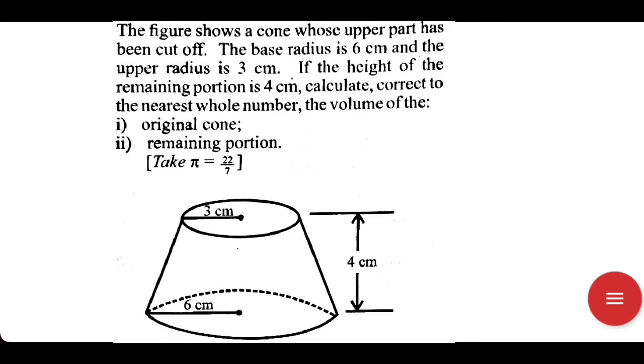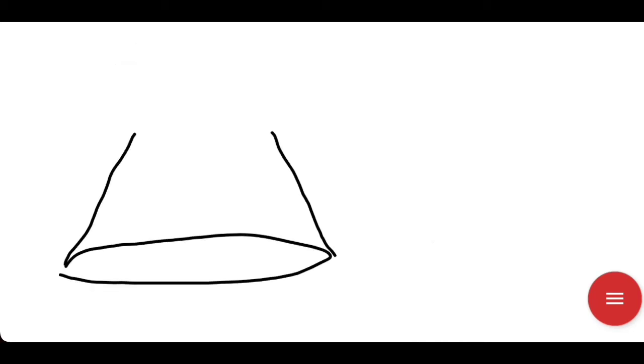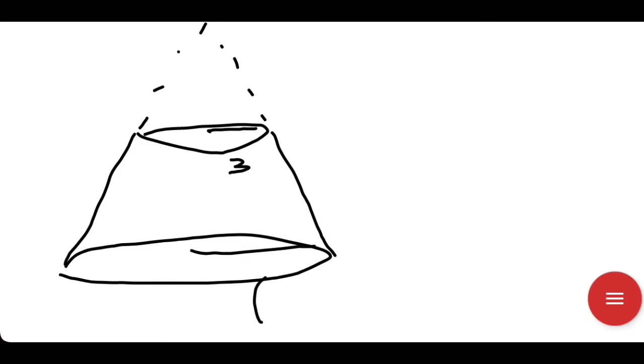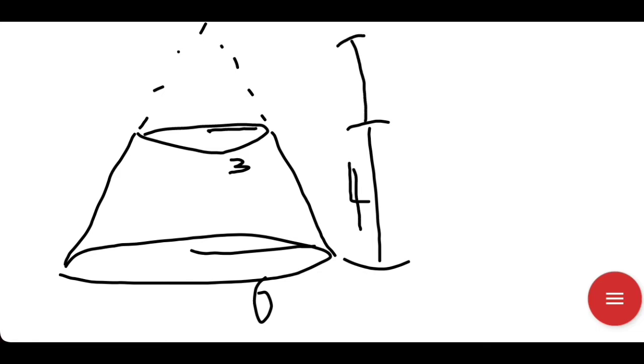So our pi is 22 over 7. So what we need to do is to draw a completed version of that cone. Now, the radius here is 3 centimeters and the one here is 6. So the radius down is 6 centimeters. Now, our height here is 4. But we don't know the one we just drew.